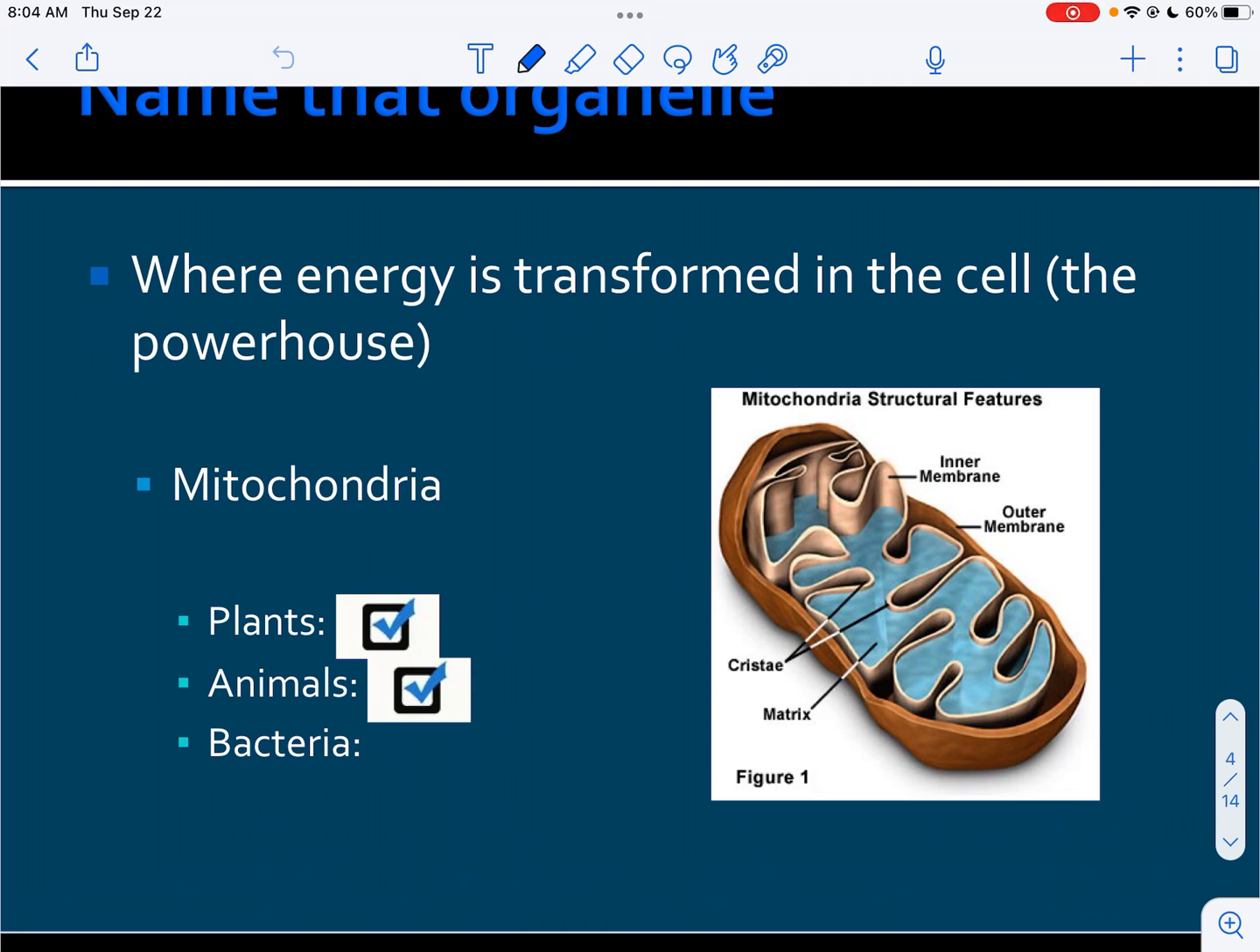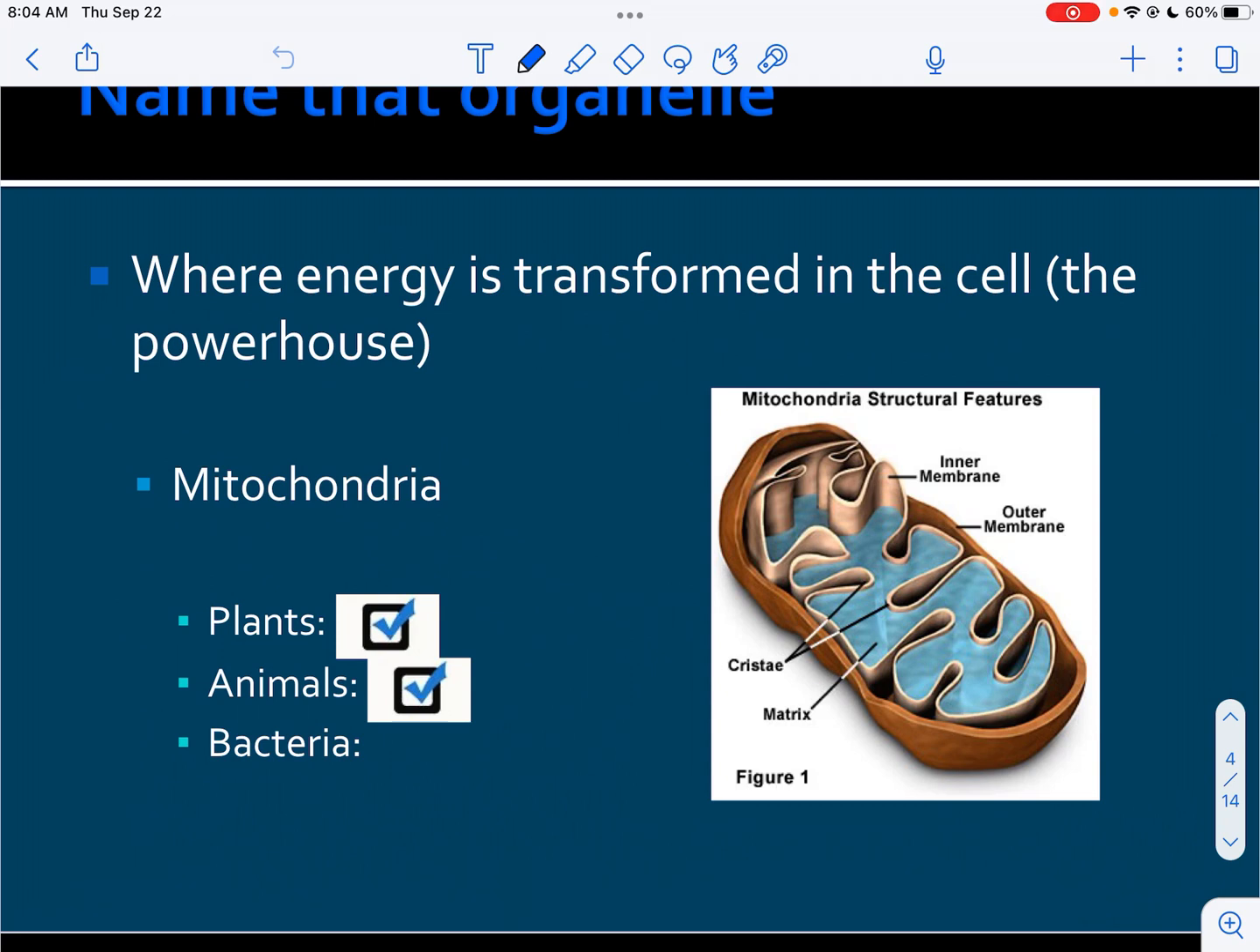So our mitochondria is going to provide energy for our cells. They actually create what is called ATP, which is cellular energy, energy that our cells can actually use. So yes, everybody can tell me it's the powerhouse, but what does that actually mean? It means we need energy. So plants and animals, we have that.